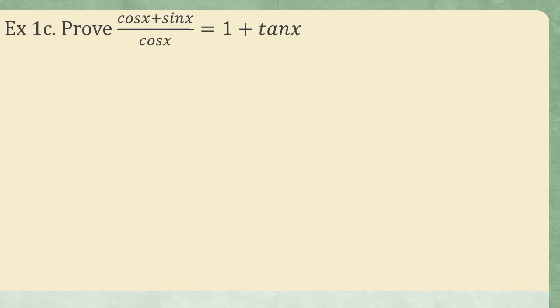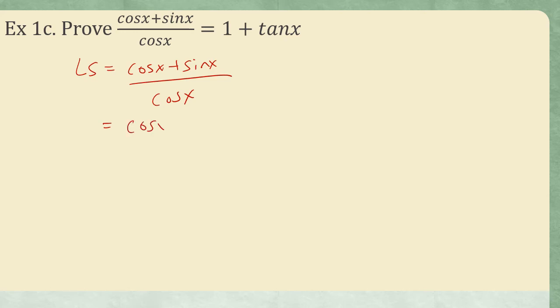Next one. Prove left side equals right side. There's different ways you could take this, just like all of them. You could start with the right side or you could start with the left side. Just to change it up a little bit, instead of changing tan to sine over cos, let's see what happens when we work with the left side. If you're adding something and it's over a common denominator, you can split it up, basically working backwards from what we just did in the previous example.